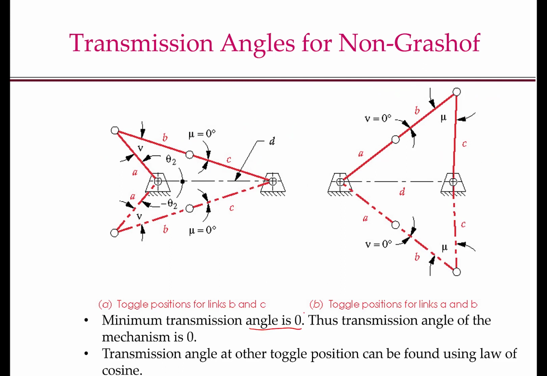Why? Because for a non-Grashof mechanism, the output link and the coupler always align during the motion. In other words, they come into a toggle configuration during the motion. The figure on the left shows the configuration of a triple rocker mechanism where the transmission angle is 0. The figure on the right shows the transmission angle at the other toggle configuration where the input link and the coupler are collinear. Note that in this case the transmission angle may not be 0. However, the overall transmission angle of the mechanism is 0, or mu star is 0.